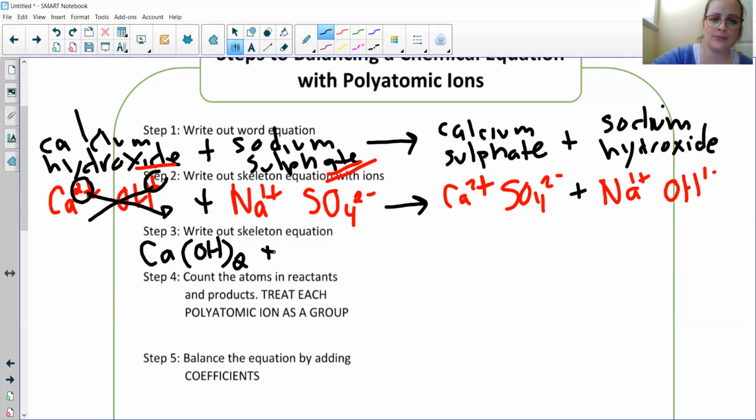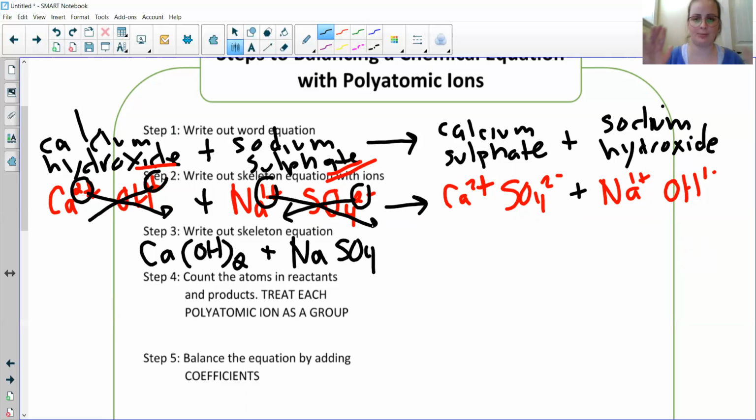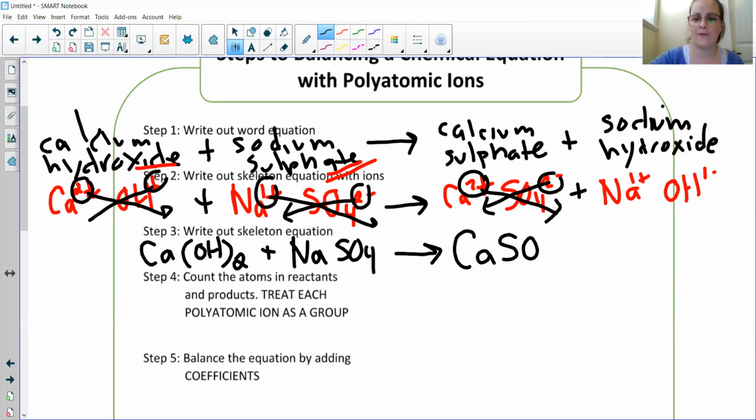Plus sodium. How many sodiums are there? There are 2. How many SO4s are there? There is 1. So we don't have to put bracket, bracket 1 because we're lazy chemists. Keep going. So how many calciums do we have? We have 2. How many sulfates do we have? We have 2. So had I written that down, it would have been a 2-to-2 ratio, which could be simplified to CaSO4. 2-to-2 ratio can be simplified to a 1-to-1 ratio.